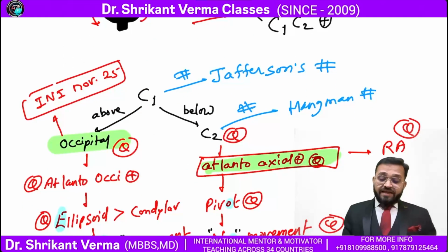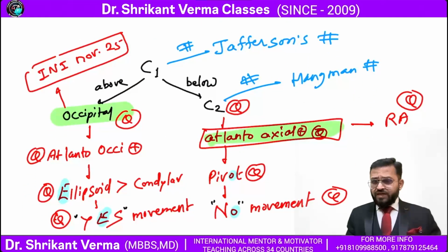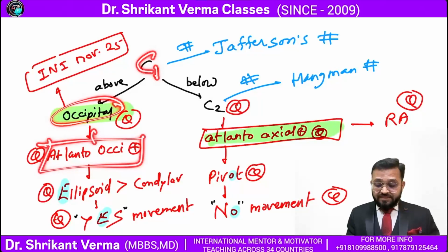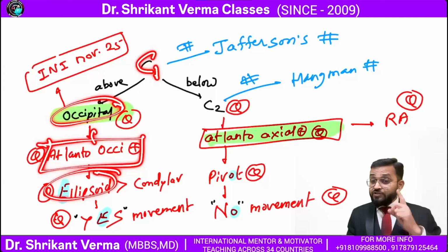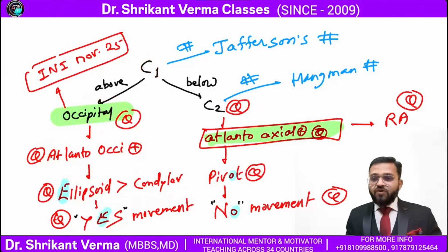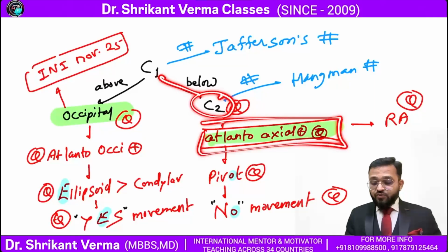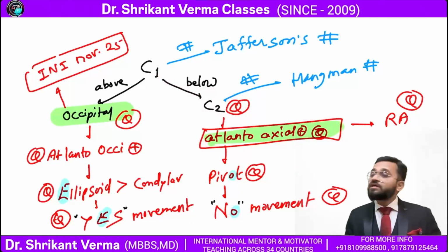INICET 2025 question, I discussed it with you. C1 is our atlas, above which is the occipital bone. So the atlanto-occipital joint is an ellipsoid joint. Ellipsoid is a better answer than condylar. Here flexion of the neck occurs, the yes movement. Now below, between C1 and C2, is the atlantoaxial joint, the pivot joint. Here there is rotatory movement, the no movement.